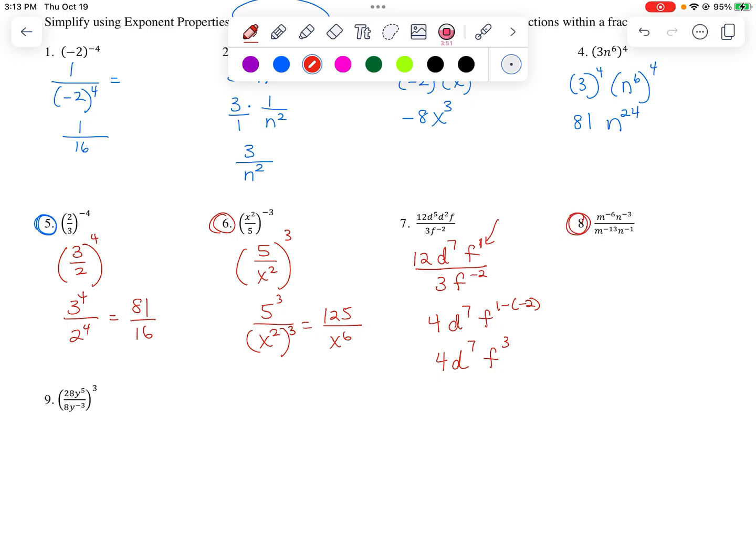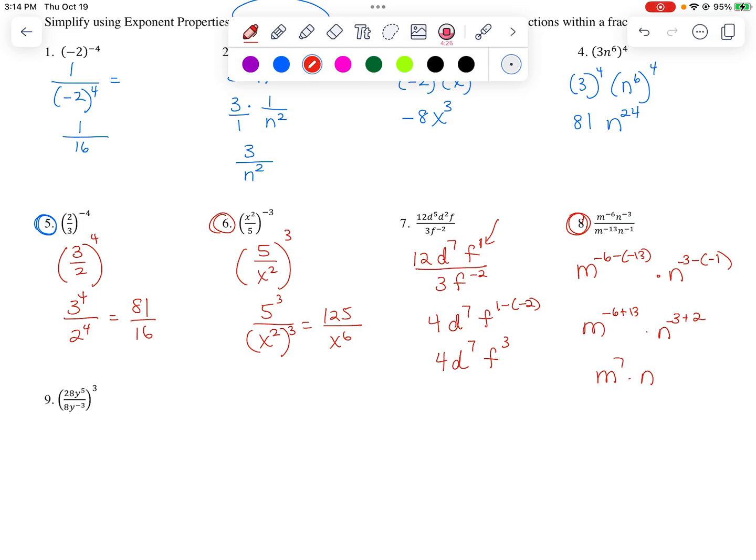All right, number 8, this was on the practice quiz, and this was the most missed problem. It really wasn't that many people, but I thought it was worth talking about. So you're going to subtract the exponents. So that's m to the -6 minus -13 times n to the -3 minus a -1. So that's m to the -6 plus 13, n to the -3 plus 2. That's m to the 7th.